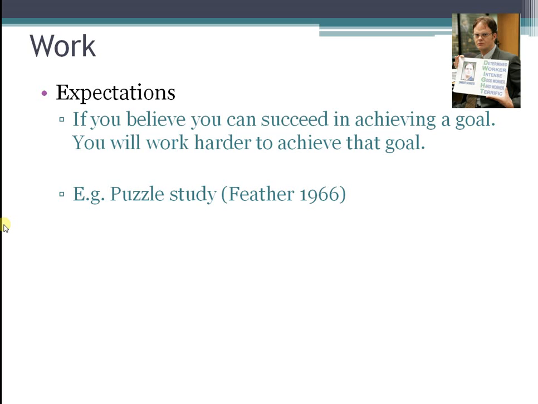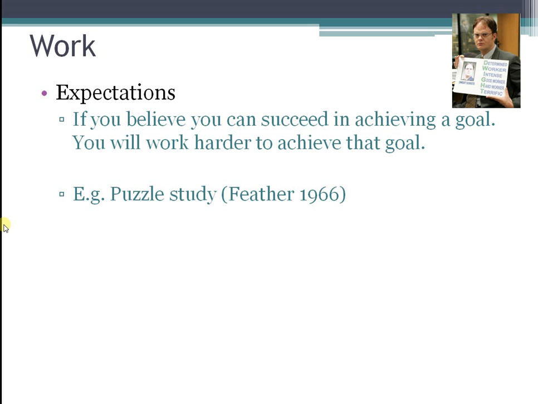Also, your expectations play a role in goal achievement. If you believe that you can succeed in achieving a goal, then you will work harder to achieve that goal. So there's an interesting study. Feather, in 1966, gave people a series of puzzles ranked in terms of difficulty from 1 to 10, 1 being the easiest, 10 being the most difficult, nearly impossible. What they did was they gave half of the people the puzzles in order from easiest to most difficult. The other half they gave in order from most difficult to easiest.